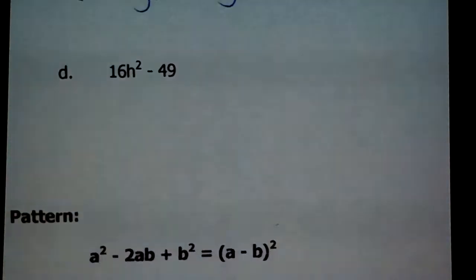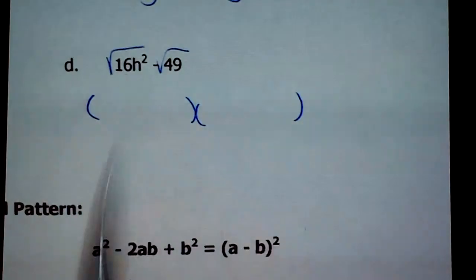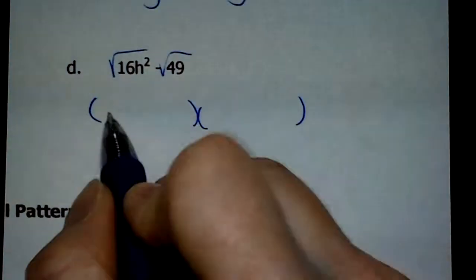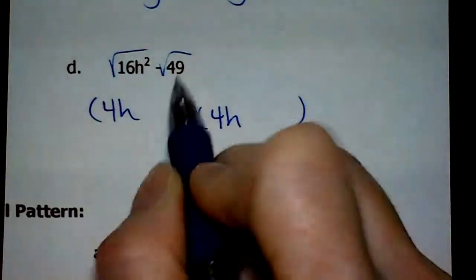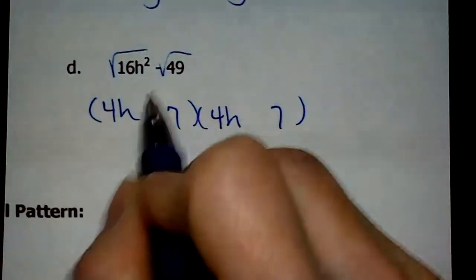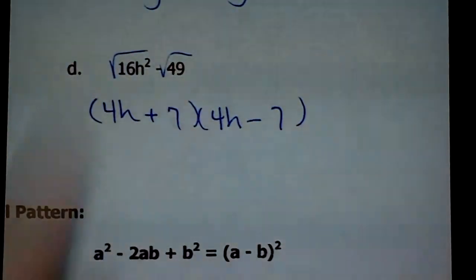And for letter D, all right, it's missing the B. That's how I know I can use this. I'm going to take the square root of each. The square root of 16h squared, well, the square root of 16 is 4. And the square root of h squared is h. The square root of 49 is 7. And since I'm subtracting them, it ends up being a plus minus. So basically, when you see something like this, when you see I'm subtracting and they're both perfect squares and there's no bx, it can still be factored. You just have to use that special products factoring technique.